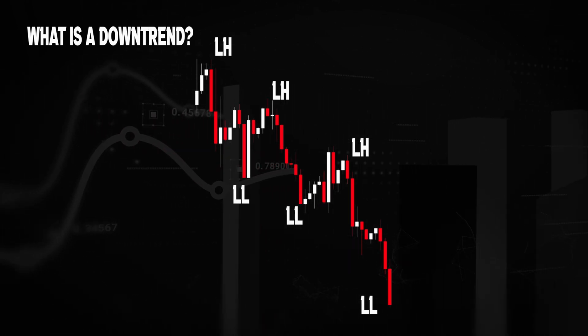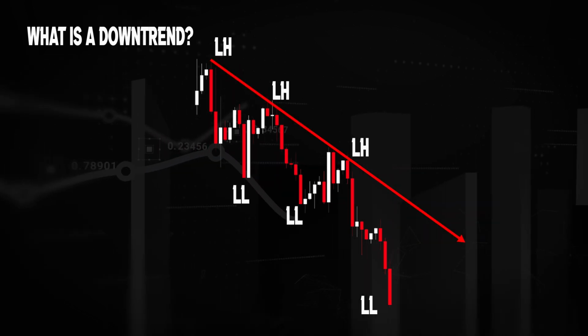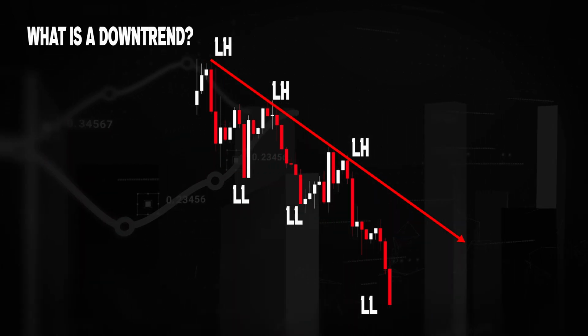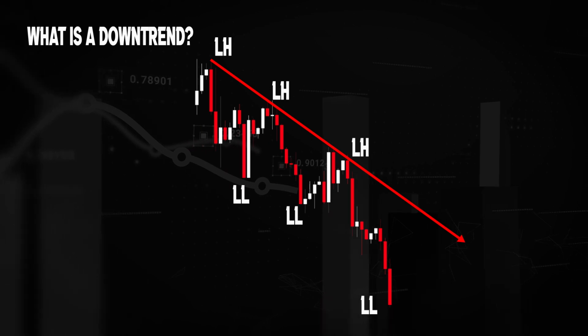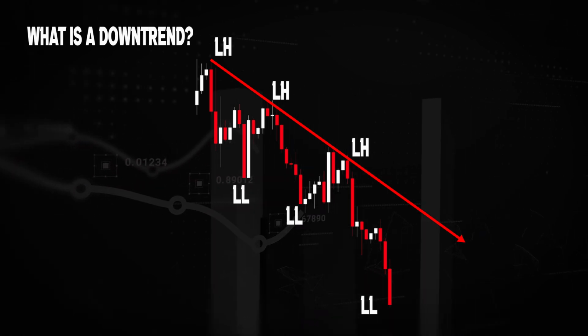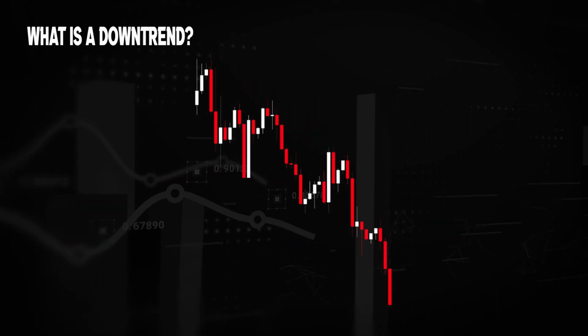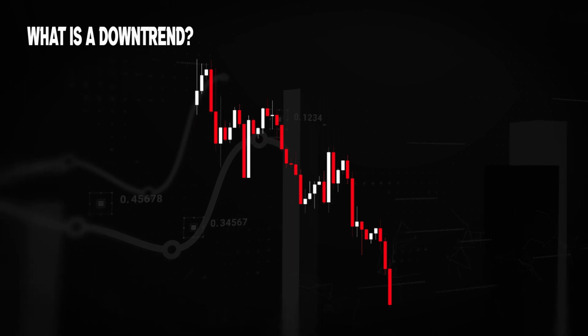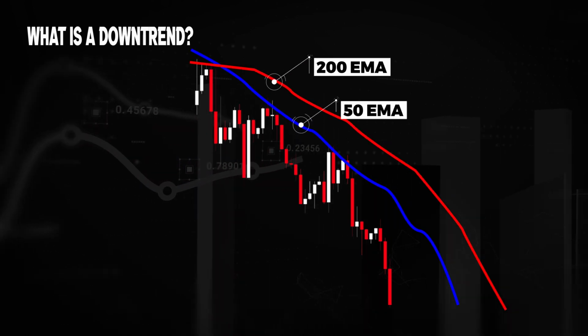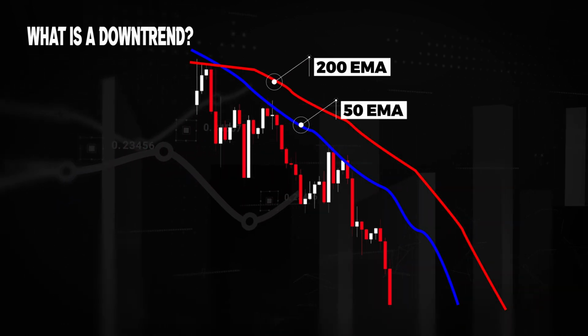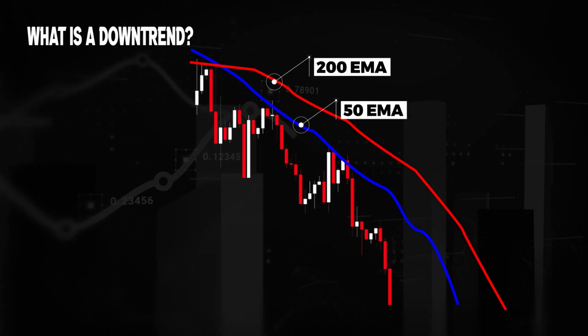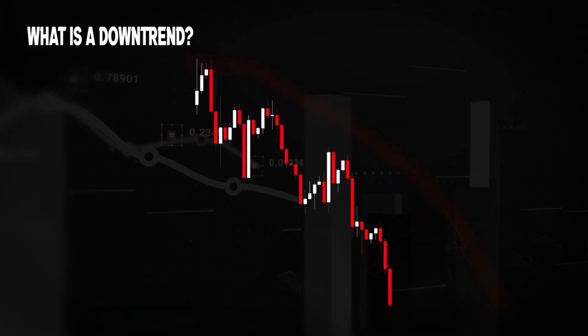Look for lower highs and lower lows. Use trend lines. Draw a downward sloping trend line connecting the lower highs. This visual aid helps confirm the downward direction. Check moving averages. Apply moving averages, 50 period and 200 period, to the chart. In a downtrend, the shorter moving average, 50 period, should be below the longer moving average, 200 period.